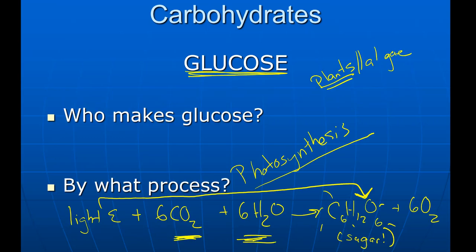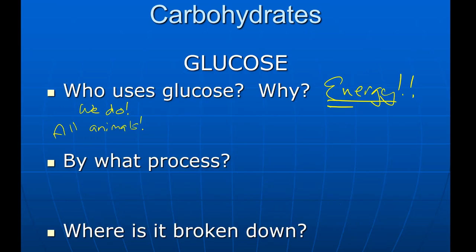Because we and all animals, we eat glucose to unlock that energy that plants locked in by photosynthesis. So photosynthesis traps energy, traps sunlight in glucose, and we eat the glucose so we can unlock the energy. Yay! All right, drum roll here. What process do we and all animals use to unlock the stored energy of glucose? And the answer is, drum roll, cellular respiration.